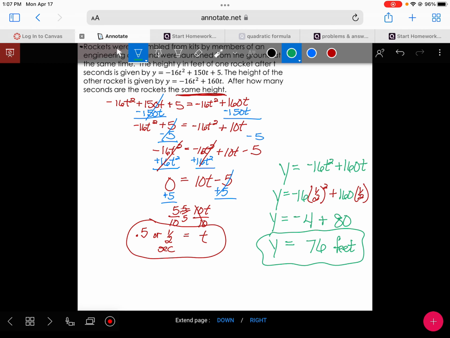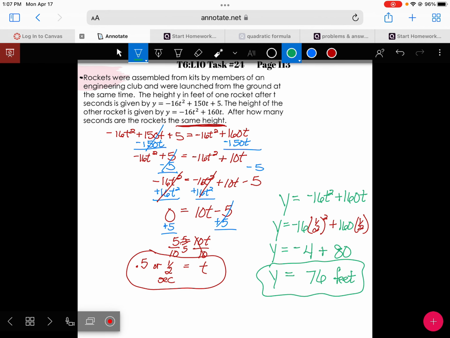Hey, there we go. Because the rockets started at the same time, it says the height was going to be the same after how many seconds. That's why we can set those two equal to each other. We solved for our time to be 1/2 second, and to figure out what that height is for either one, substitute 1/2 in for t for either equation, solve, and you get y equals 76 feet. Any questions about that? It wasn't too bad. Makes sense now that we're done with it, right?